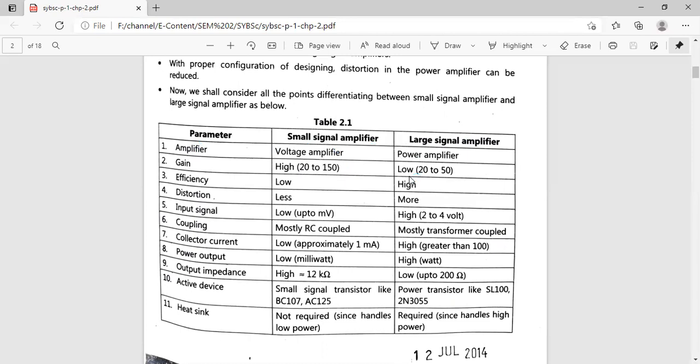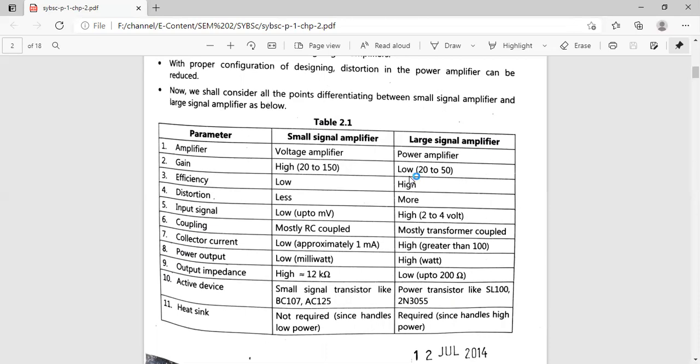After that, the efficiency of a small signal amplifier was not great, we have studied that, but in a large signal amplifier, efficiency is very high. Distortion is less in a small signal amplifier, and the distortion we get at the output will be more in a large signal amplifier. After that, input signal. In a small signal amplifier, even if we apply an input of some millivolts, that is a low input, the amplifier is going to work properly. But a large signal amplifier requires a voltage of 2 to 4 volts. So it requires a very high amount of voltage.